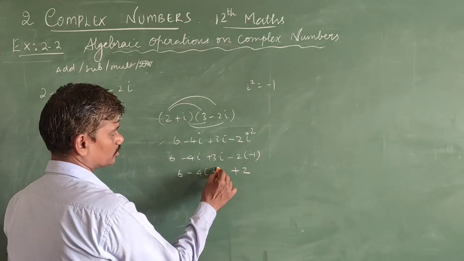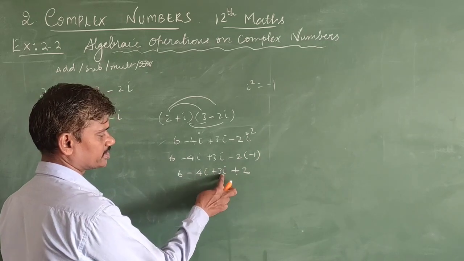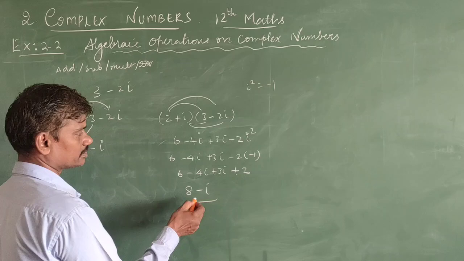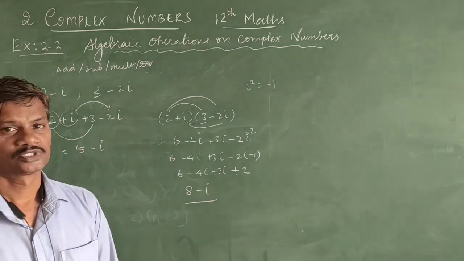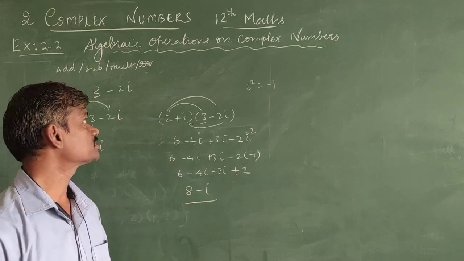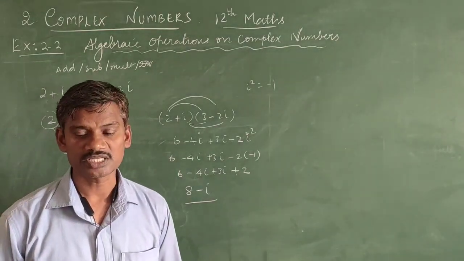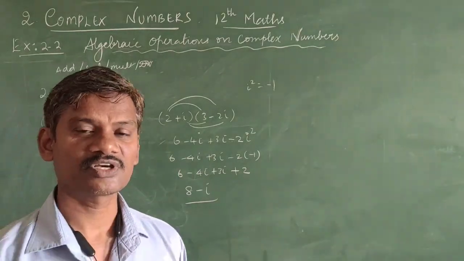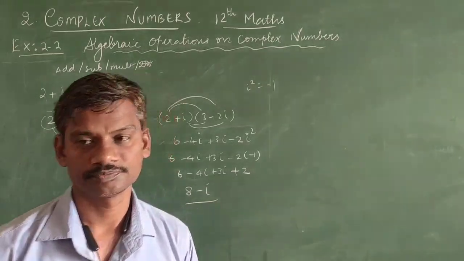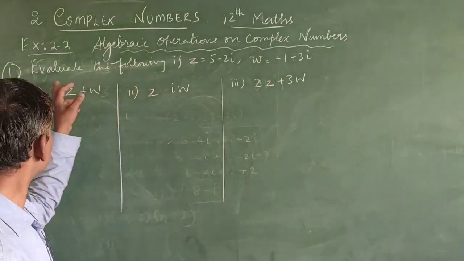So you get two real terms and two imaginary terms. If you add the real terms, you get 8, and the imaginary terms give minus i. This is how we multiply. As for division, it does not come as a direct operation; even in division we have to do conjugate multiplication. We will see that when division comes. Okay, now we move to exercise 2.2. Now you do the first sum.